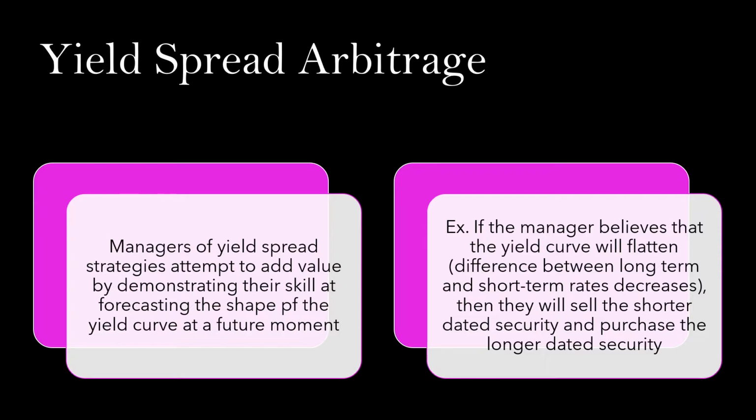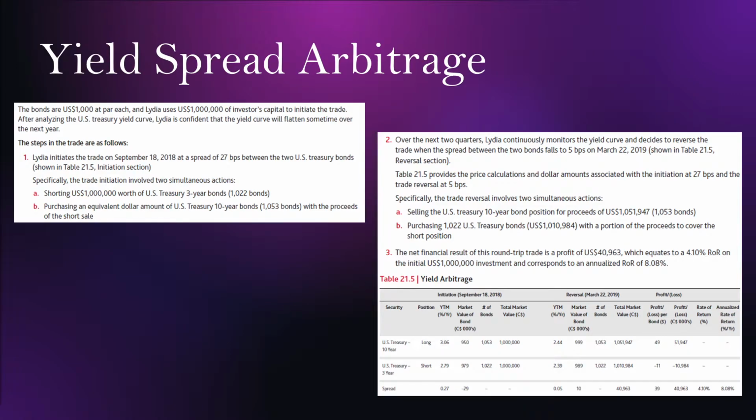And that's because they do want to take advantage of that interest rate decreasing. So basically they will want to buy the long-term bonds because they will have a higher interest rate relative to what they will be when the interest rate does decrease. So they want to be locked into that position for a longer period of time. There is an example of yield spread arbitrage. It basically is what I just explained.